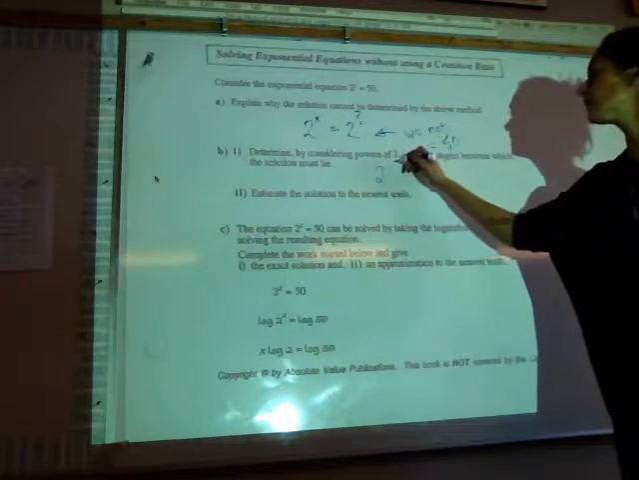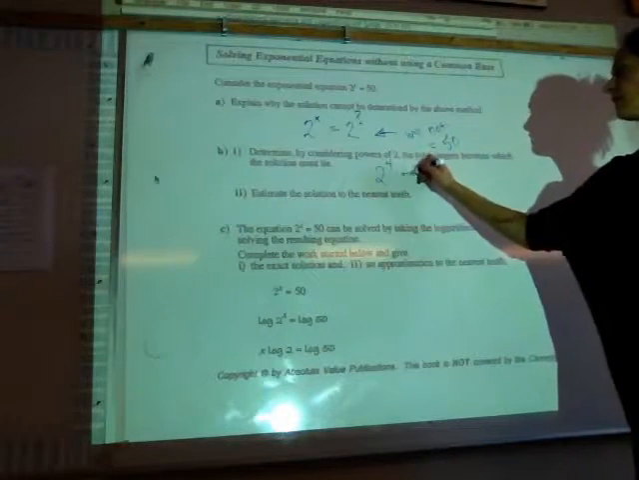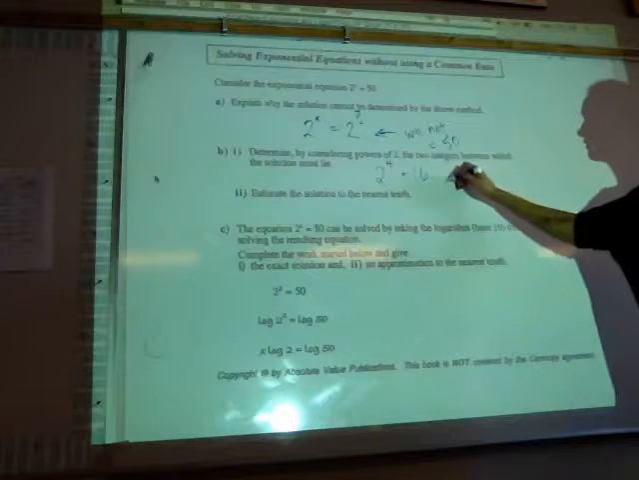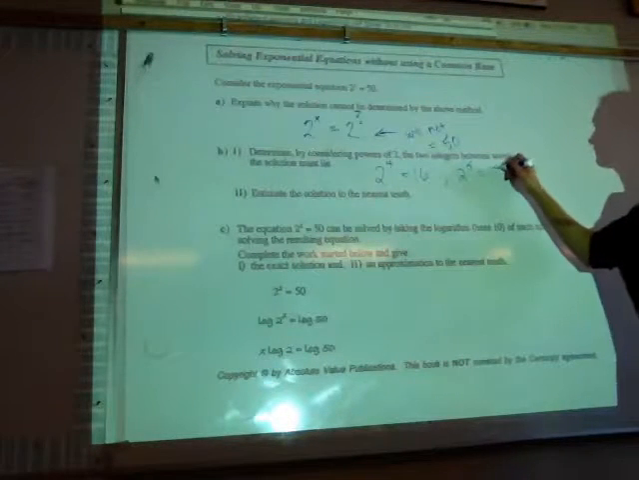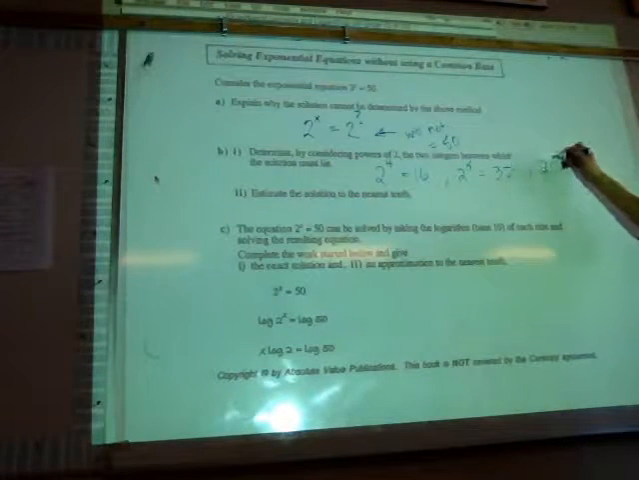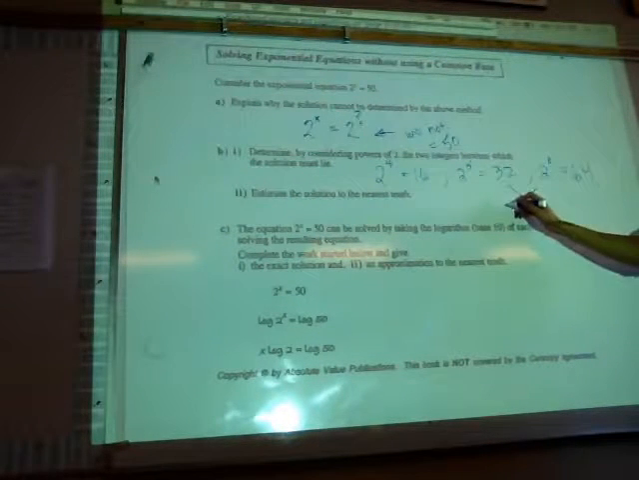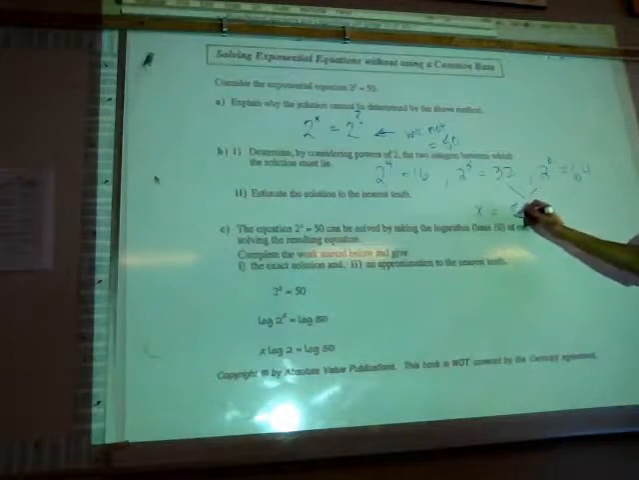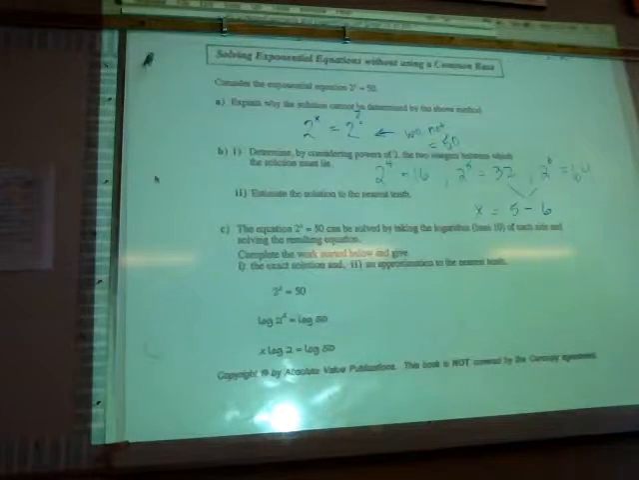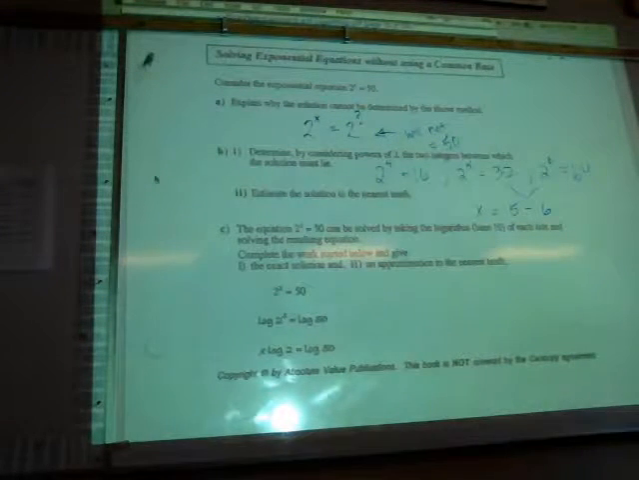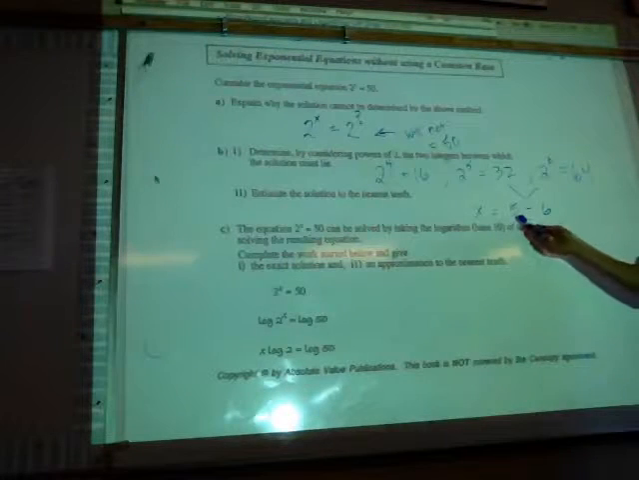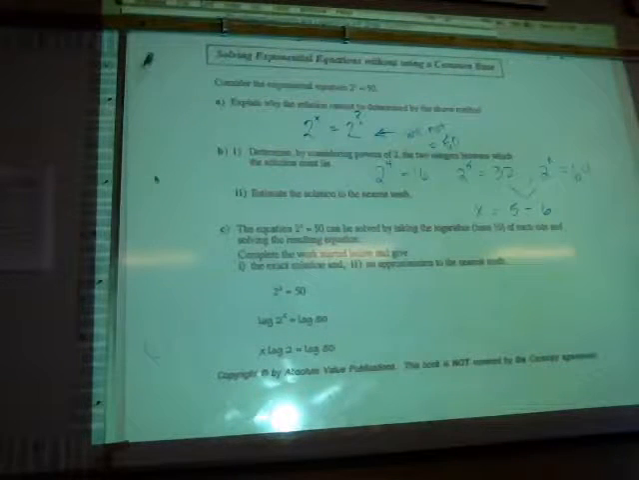So if we go 2 to the power of 4, we get 16, so that's a little bit off. 2 to the power of 5 equals 32. 2 to the power of 6 equals 64. So our exponent will be somewhere between 5 and 6. So let's just play around a little bit. Okay, let's go 2 to the power of 5.5. See what we get.